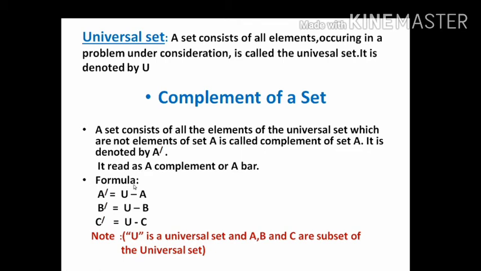So these are some formulas. For example, A complement is equal to U minus A, B complement is equal to U minus B, C complement is equal to U minus C. Students, if you observe in this formula, whichever set we want to find the complement of, that set we will subtract from the universal set. In this formula, U is a universal set and A, B and C are subsets of the universal set.